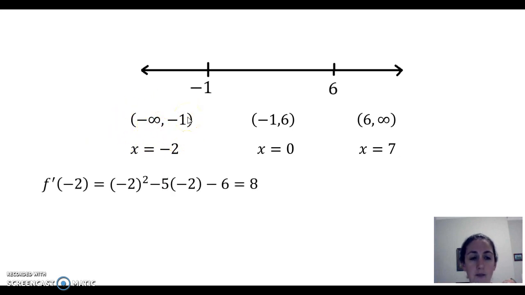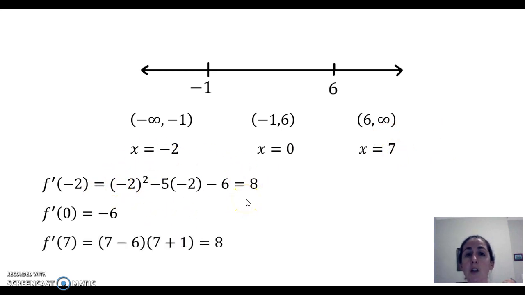So if I plug in -2 squared minus 5 times -2 minus 6, that gives me 8. Plug in this next test x value, 0. 0 squared minus 5 times 0 minus 6 gives me -6. And plug in this test value, 7. Now, one of the things that we've mentioned is that you can plug it into the unfactored form of the derivative or the factored form. And for larger values, it's typically easier to plug it into the factored form. So I'll do 7 minus 6 times 7 plus 1, and that gives me 8.